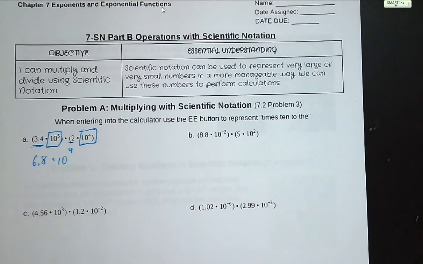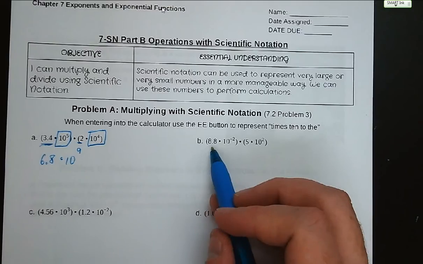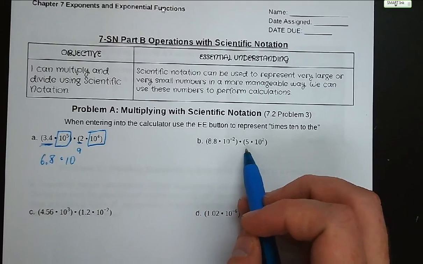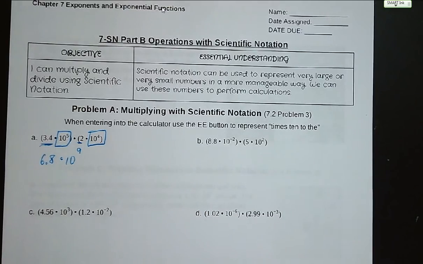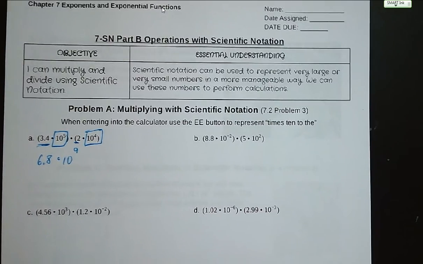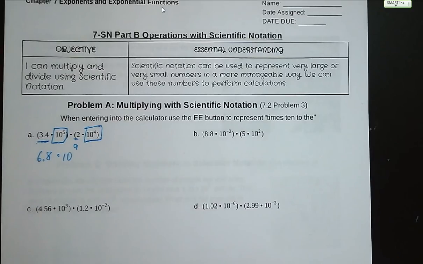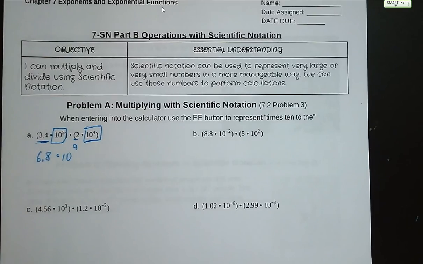All right. Now, letter B, 8.8 times 10 to the negative second times 5 times 10 to the second. And we need to figure out what that's going to be in scientific notation. Now, if we multiply 8.8 times 5, we're going to get 44, which is not quite what we're looking for here. So we need to use scientific notation to get this done.